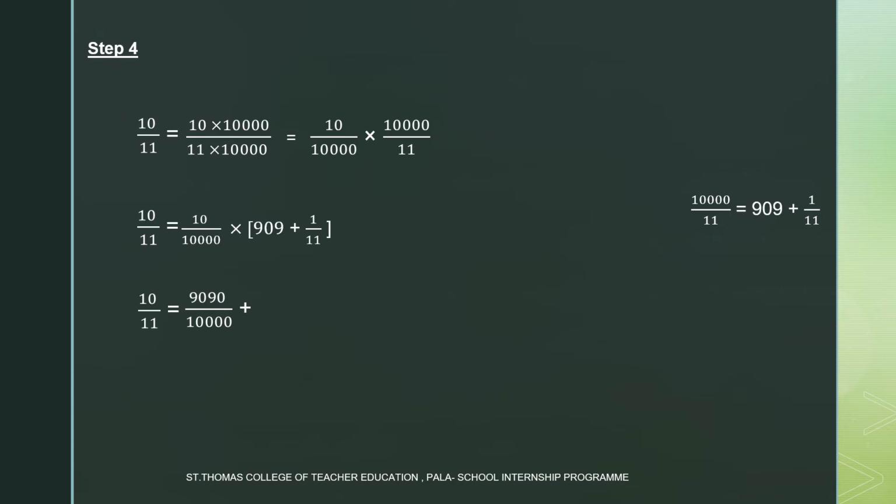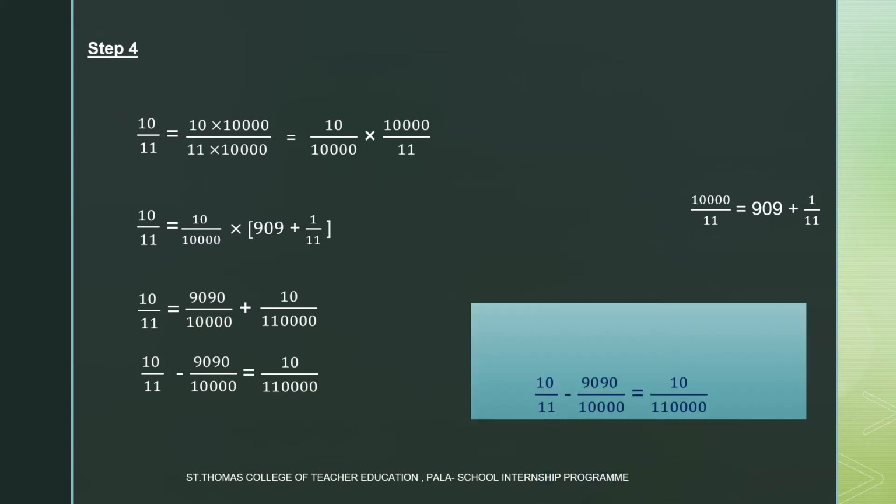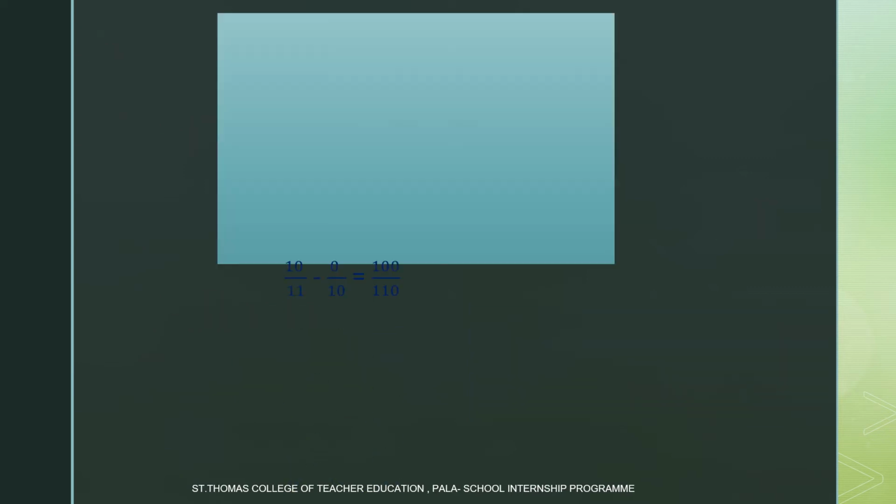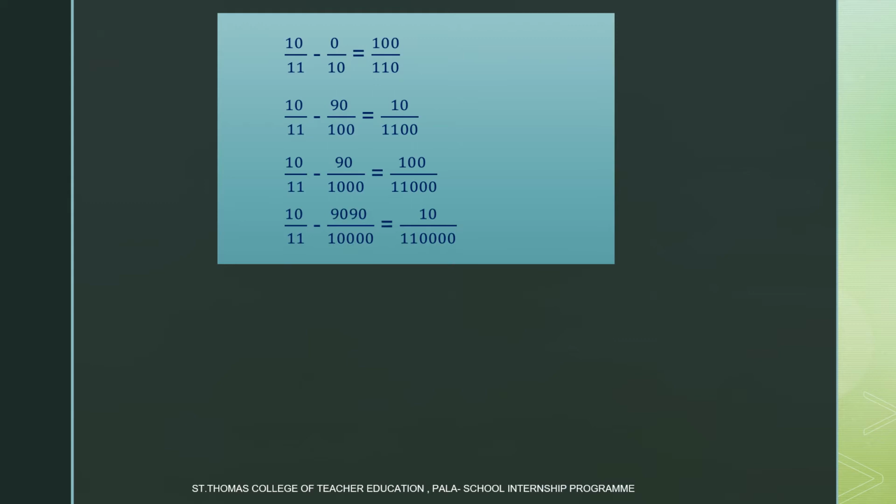first term as 9090 by 10,000 plus 10 by 1,10,000, isn't it? Now bringing the first fraction to LHS and on rearranging, we get the next equation as 10 by 11 minus 9090 by 10,000 is equal to 10 by 1,10,000 and we consider this as equation number 4. So from all the steps, we get 4 equations as in the screen as you can see.